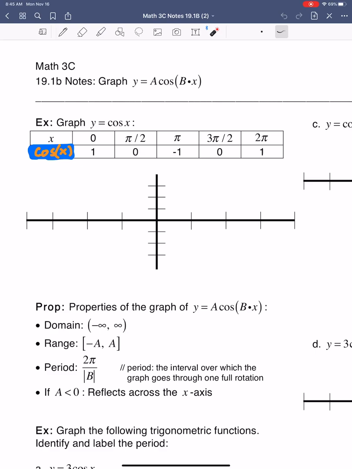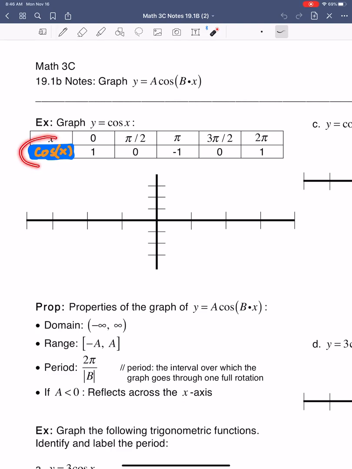They've got the table filled in for me. This time we're using cosine of x instead of sine. Once again, they're just taking these x values, plugging them in, and then evaluating. So cosine of 0 would give me 1. Cosine of pi over 2 would give me 0. Cosine of pi gives me -1, and so on and so on. And you could check that on your calculator if you'd like to evaluate those.